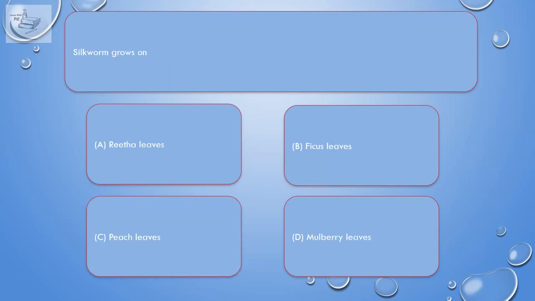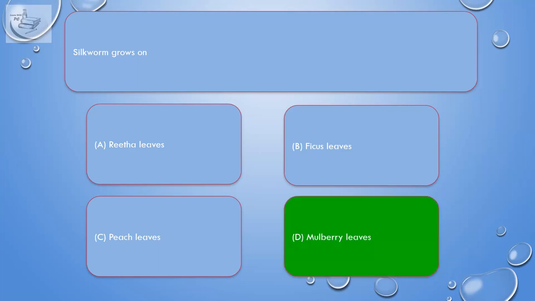Question: silkworm grows on A. Rhytha leaves. B. Ficus leaves. C. Peach leaves. D. Mulberry leaves. Correct answer is D. Mulberry leaves.